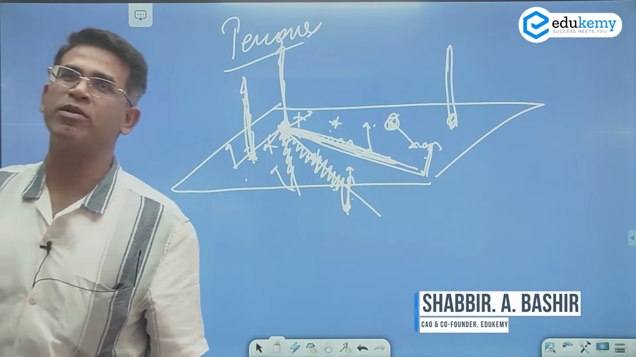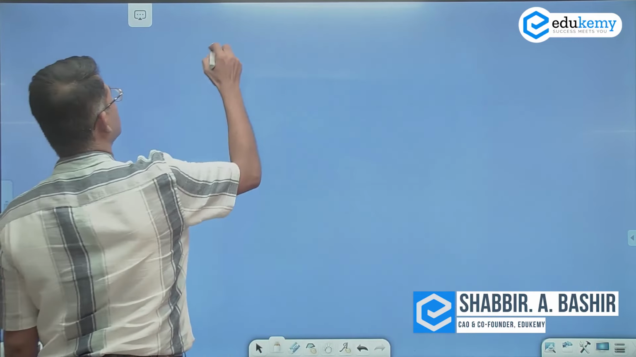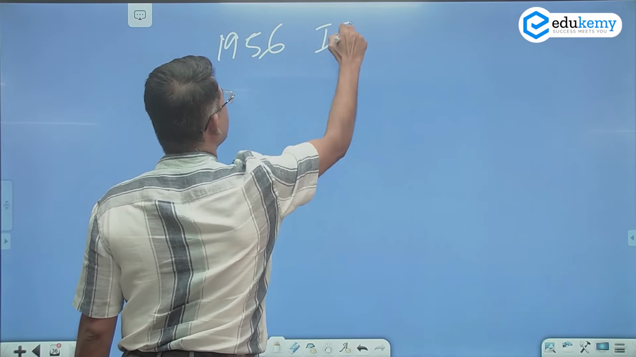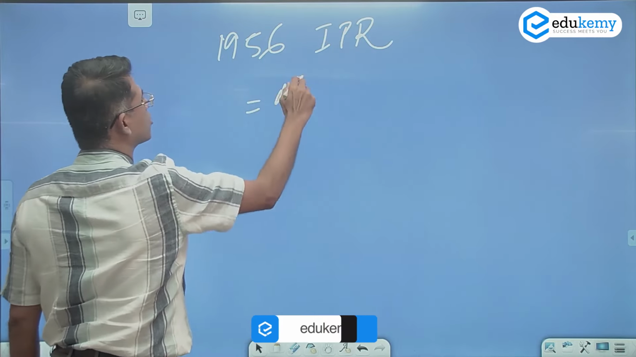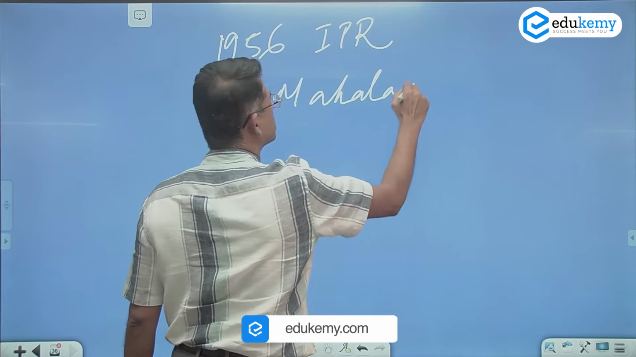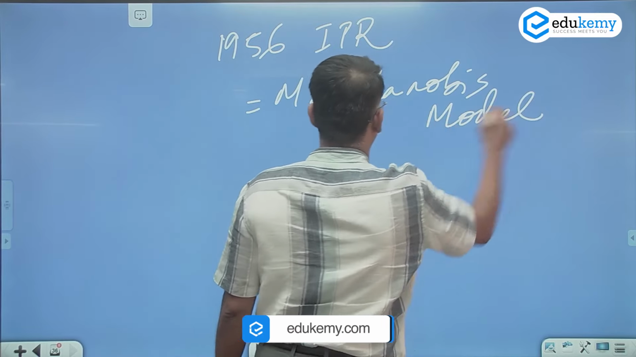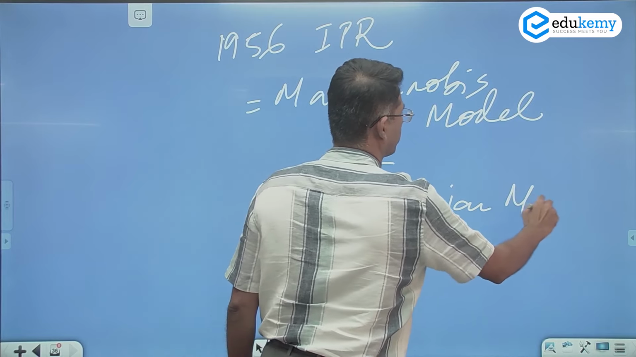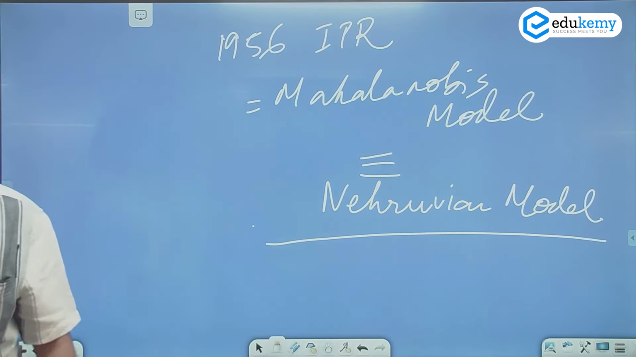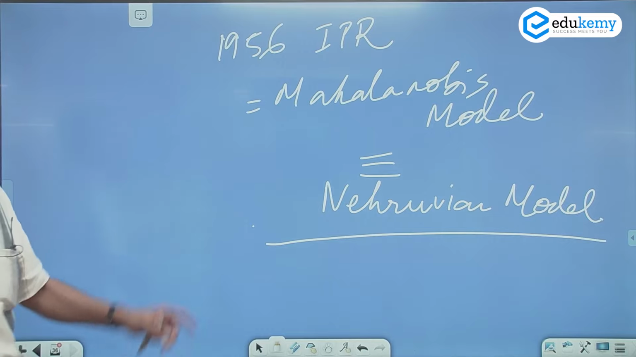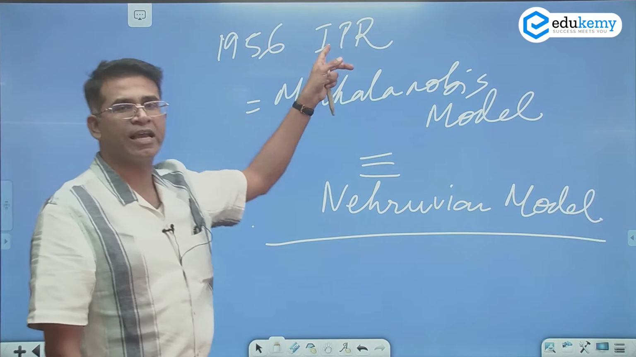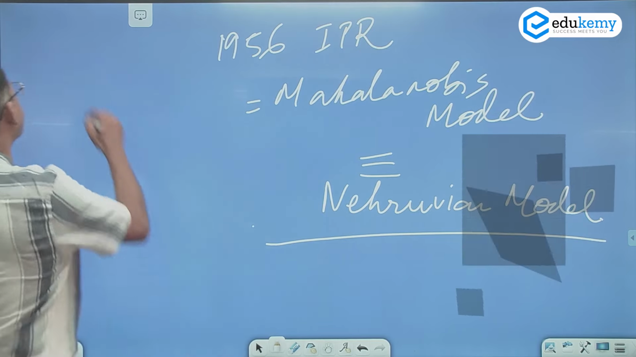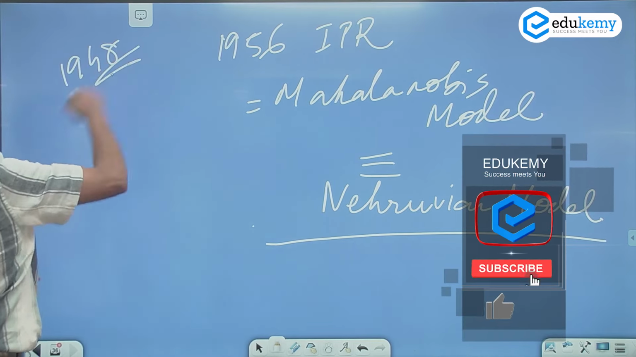The growth pole concept in development planning was adopted in 1956 IPR. It's also called the Mahalanobis Model, or what is called the Nehruvian model. The growth pole model was adopted in India's 1956 IPR. What is IPR? Industrial Policy Resolution. Before this, there was the 1948 IPR.